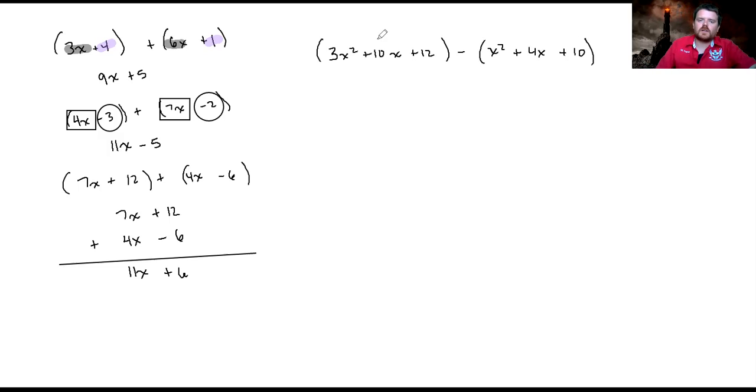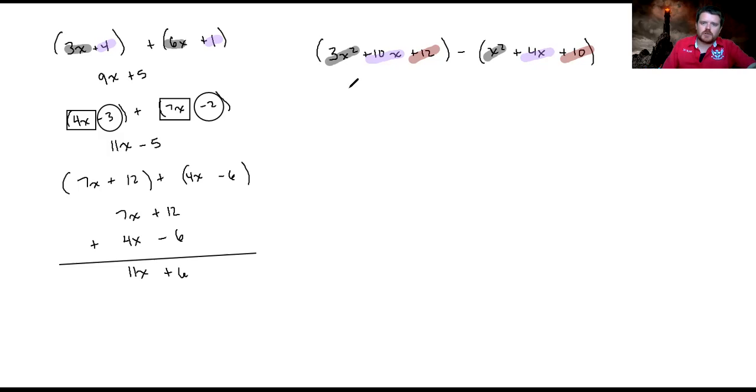If you want to use the vertical addition, you can. That's the method that I prefer, but if you also just want to group your like terms, that's fine. So you have 3x squared and x squared, you have 10x and 4x, and you have 12 and 10. Remember, you are doing subtraction here. So some people will take this negative and they'll go ahead and distribute it so that they don't forget. But that's up to you. It's a matter of preference.